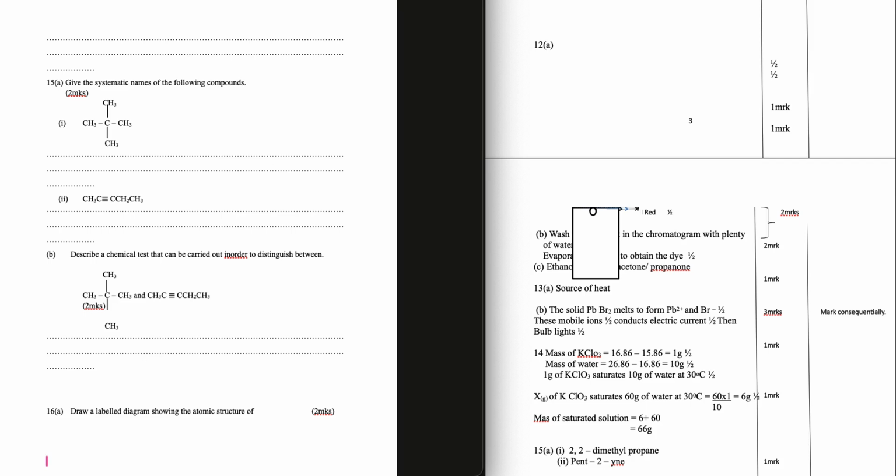Question 15. Give the systematic names of the following compounds. This is dimethyl propane. And this is pentane.